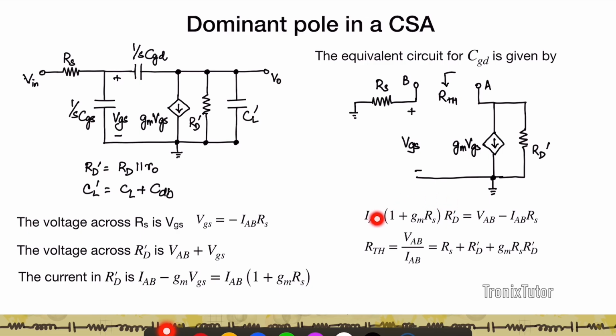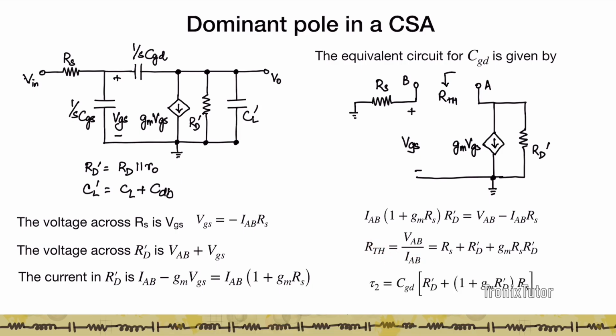So again, this is not a trivial case. You can't just look at the circuit and write this down. It helps for the first few times to do the entire Thevenin analysis. And so therefore, if you look at the time constant associated with CGD, it's going to be given by tau 2 CGD. Again, I collect the like terms, so I'm going to have RD prime plus (1 plus gm RD prime) times RS.